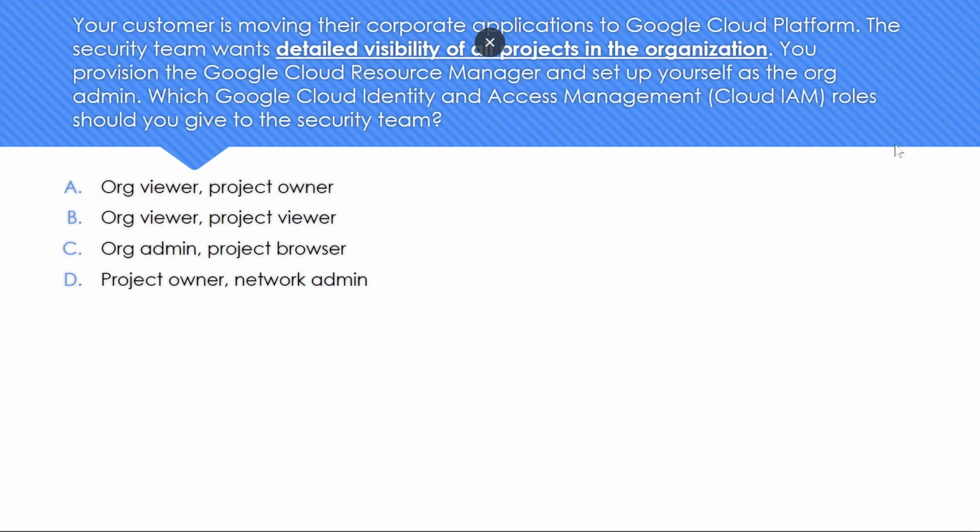So the first question: your customer is moving their corporate application to Google Cloud Platform. The security team wants detailed visibility of all projects in the organization. So you provision Google Cloud Resource Manager and set up yourself as an org admin. Which Google identity and access management role should you give to the security team?